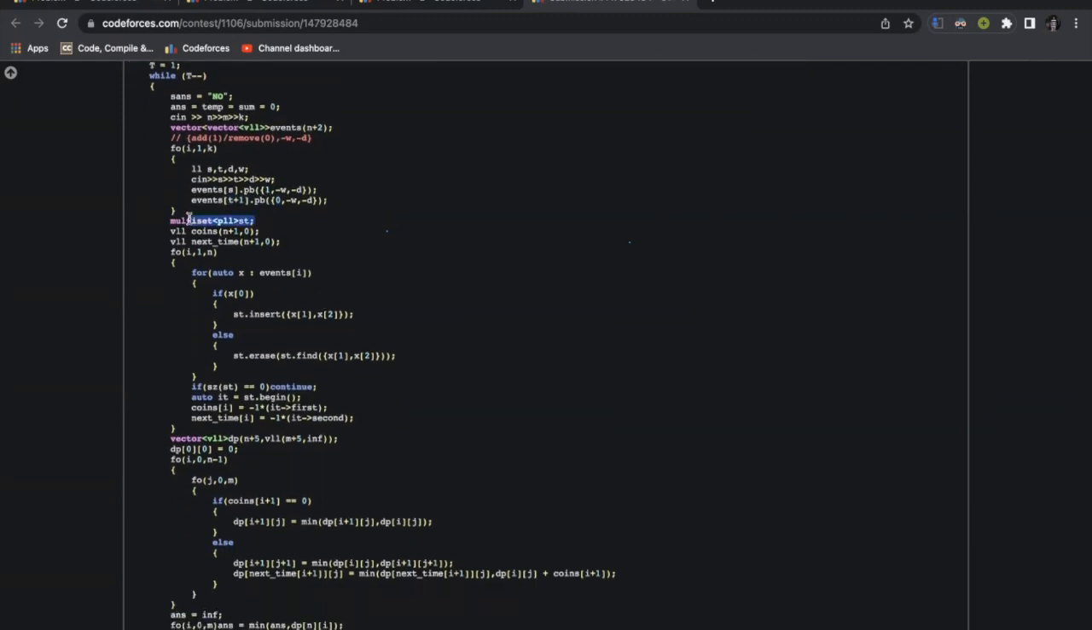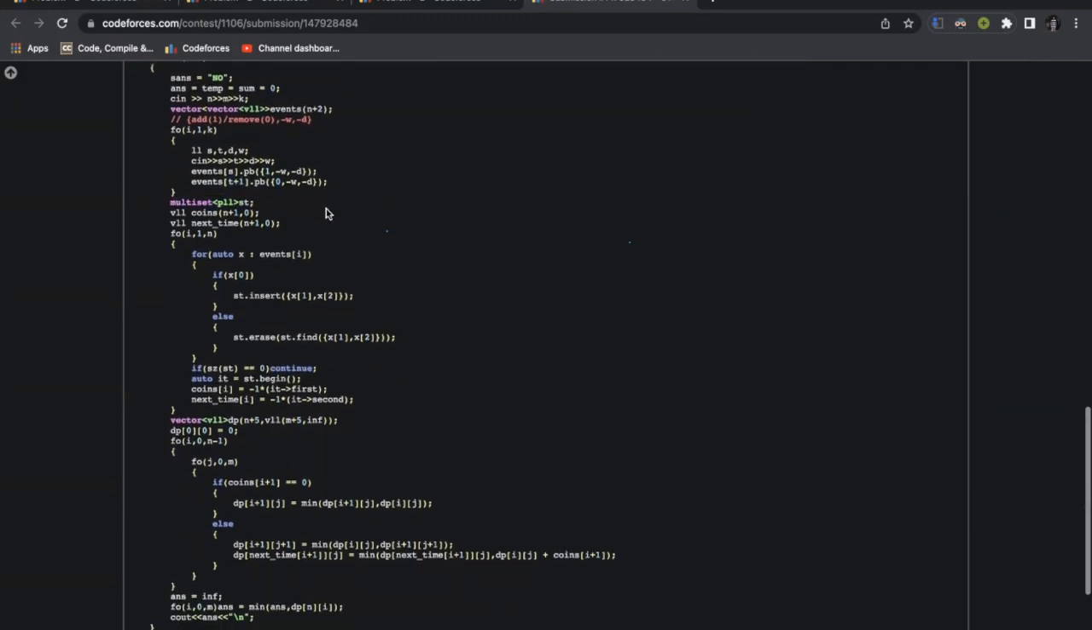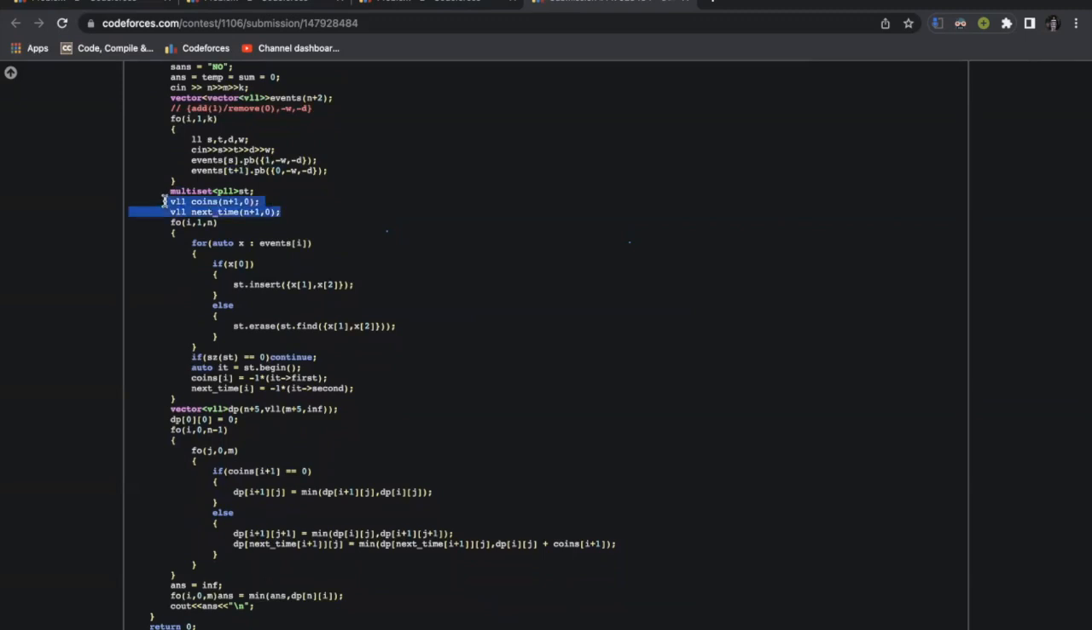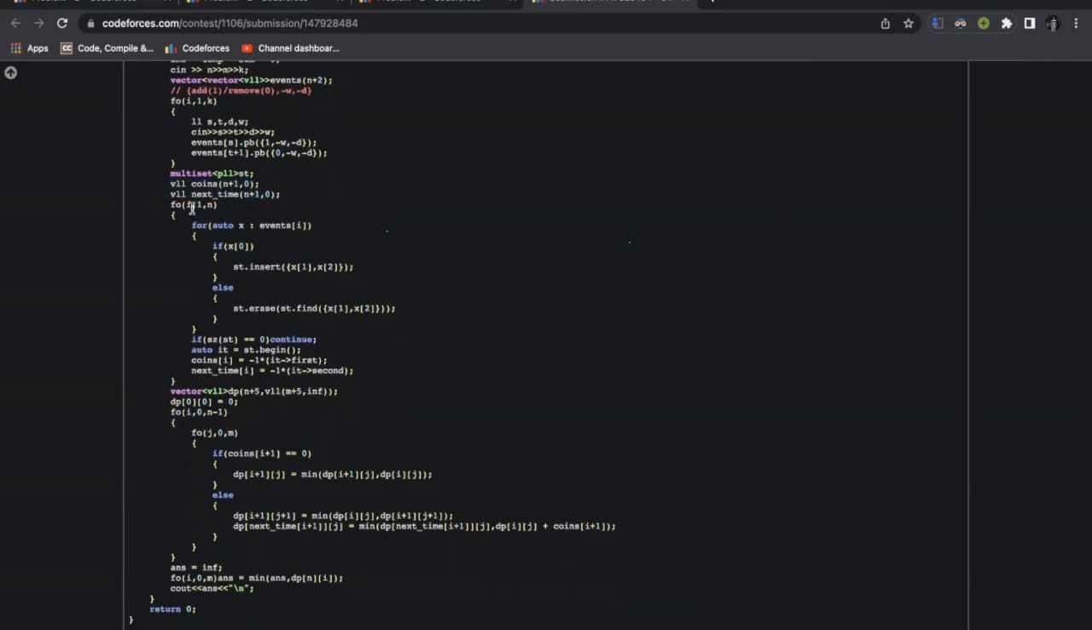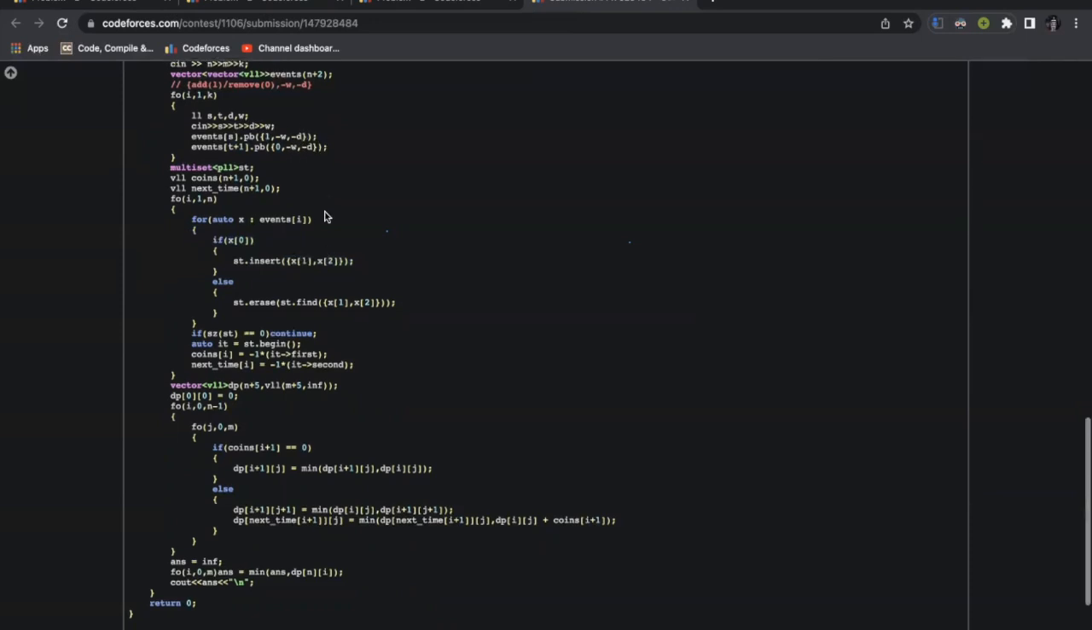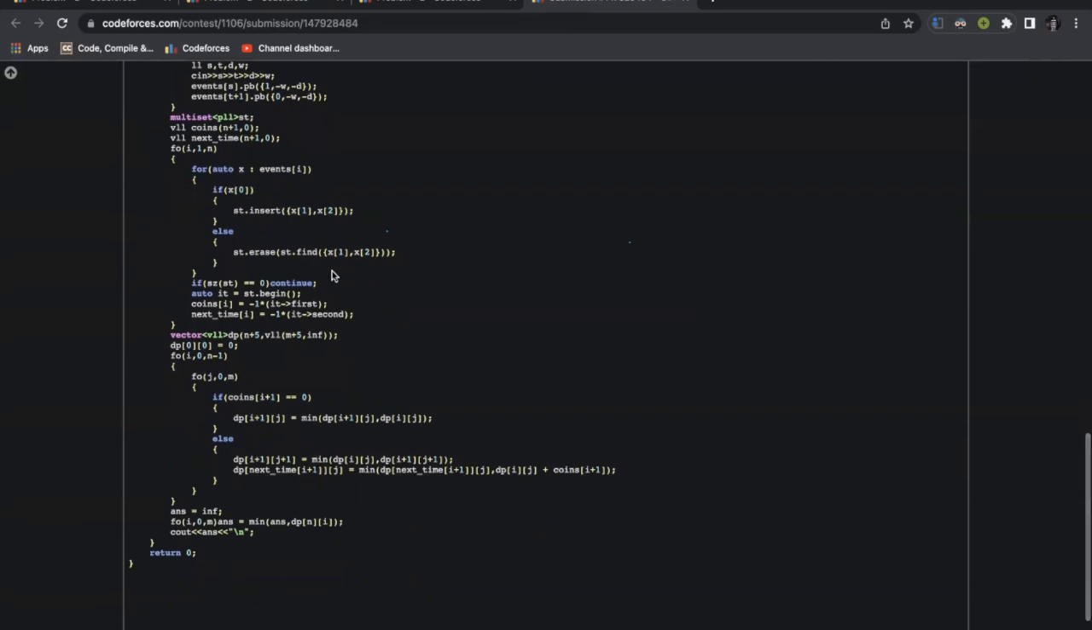And then I am creating this multiset of pairs, which I had previously discussed. And I have these two vectors, coins and next time. Then I iterate over all the time instants from 1 to n, and I look at all the events happening at this time. If it is an event where an envelope is starting, then I insert these two values in my set, minus w and minus d. And if an interval is ending, then I'm erasing these values from my multiset. And this is how I'm doing it.